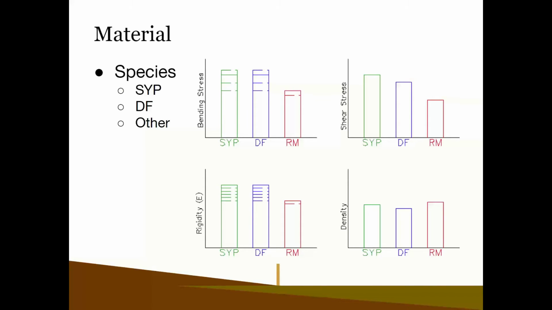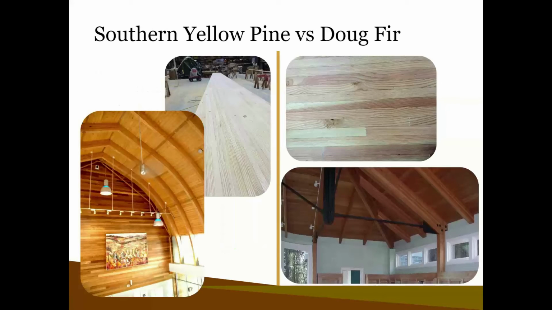So sticking with Southern Yellow Pine or Doug fir, you won't have any issues with availability. And these are just the visual differences between SYP and DF. On the left, you have Southern Yellow Pine. It's very consistently yellow. It doesn't have as many large or small knots.